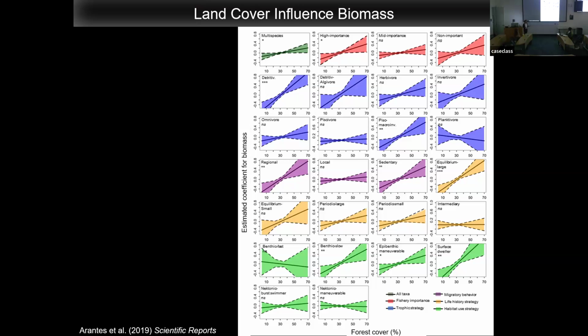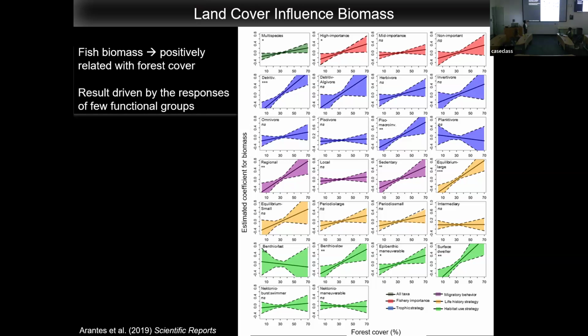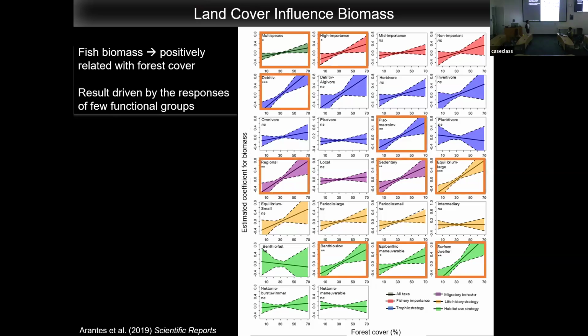And what did we find? So, I'm just going to highlight, so please turn your attention just to the plots that I'm highlighting in the panel. So the total fish biomass and the biomass of species that were highly important for fisheries were positively associated with forest. What does that mean? That the greater the amount of forest in an area, the greater the total fish biomass and the biomass of species that are highly important for the local fisheries.